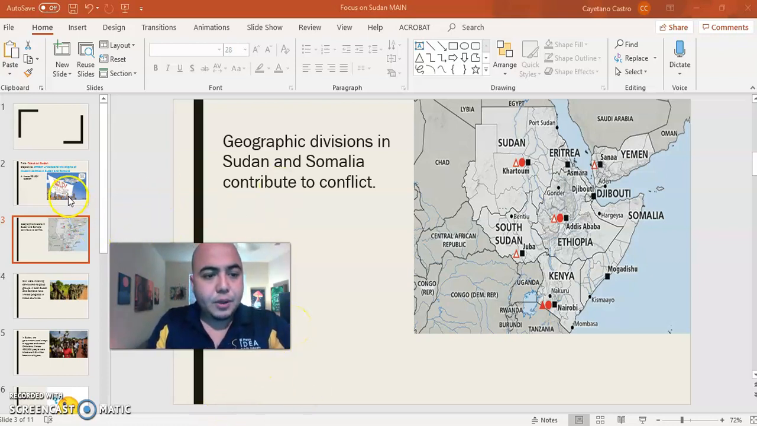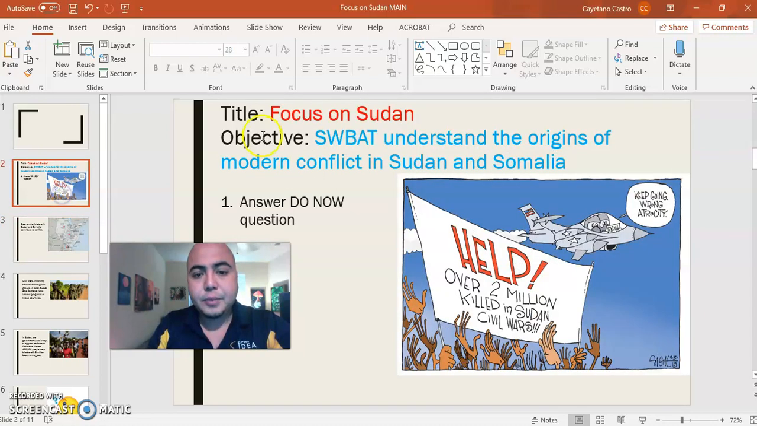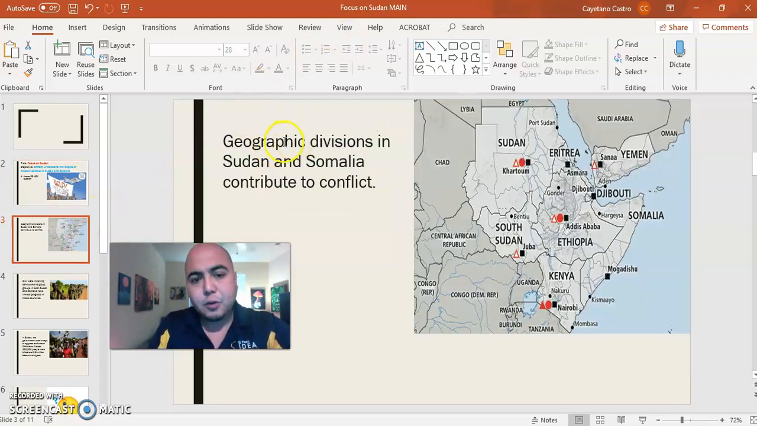Today we're going to understand the origins, the beginnings of modern conflict in Sudan and Somalia. Why is there conflict in Sudan and Somalia, and what are its beginnings? Geographic divisions. Geographic means location, like a location on some part of the earth. Geographic divisions in Sudan and Somalia contribute to conflict.